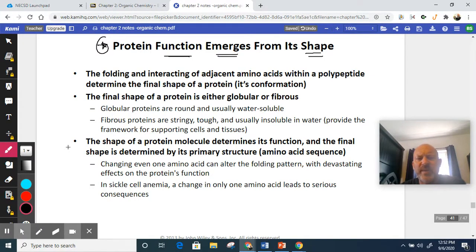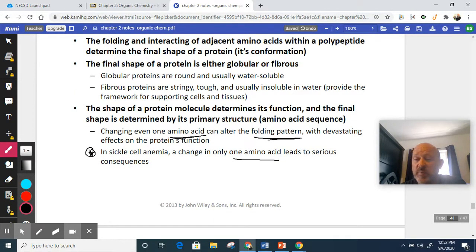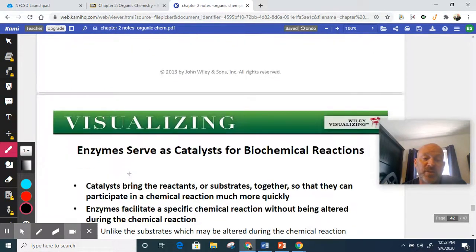So what happens? Well, if we change even one amino acid, it can alter the shape of the whole protein, and it could devastate the protein's function. This is what's happening in sickle cell anemia. There's a mutation in the DNA. It causes one amino acid out of many thousands of amino acids that are used to form the protein hemoglobin, and it causes serious problems. This is just one tiny piece of a really big protein that has devastating effects on the functioning of a protein.